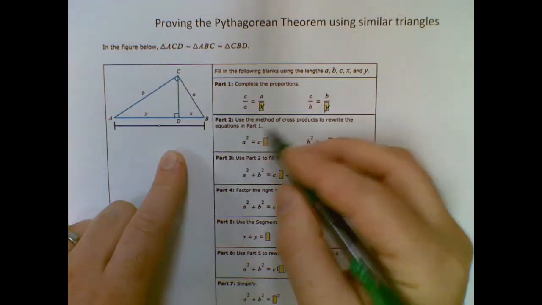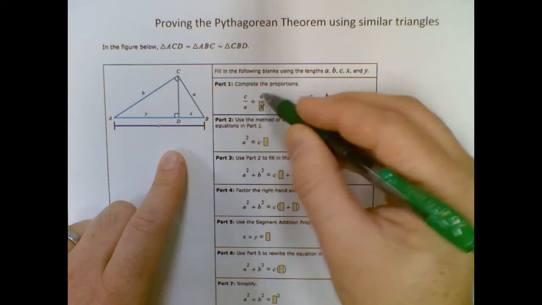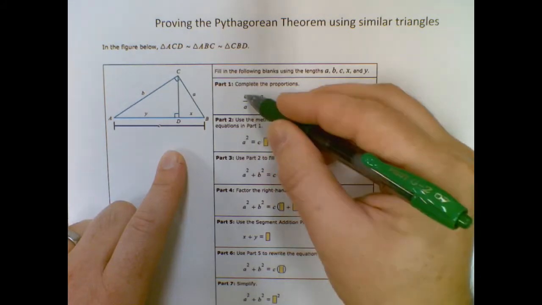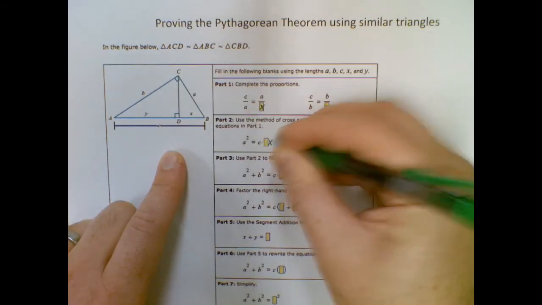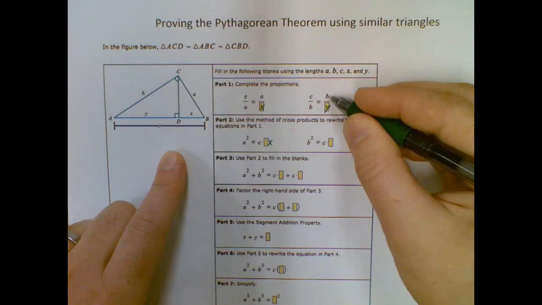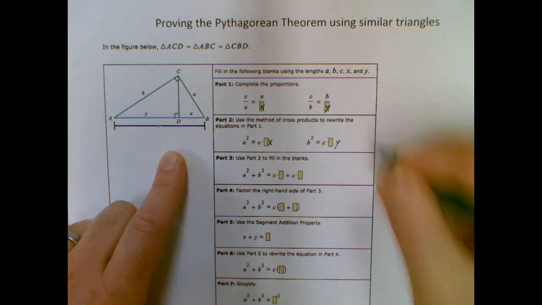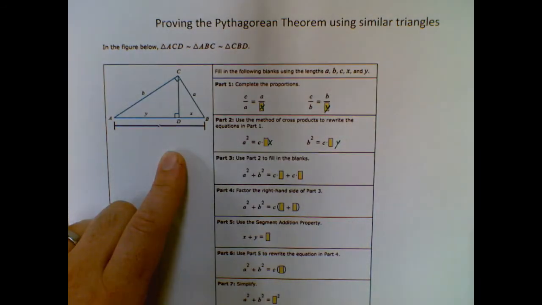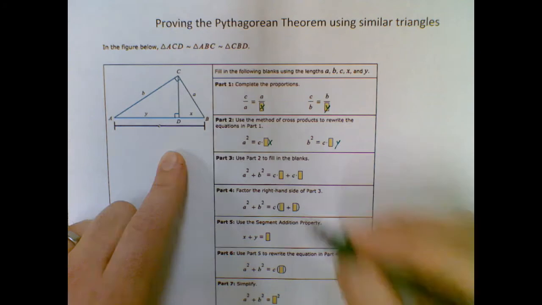So we're going to find cross products here. Using this one, a times a is a squared, c times x. And b times b is b squared, and c times y. Alrighty, so we're just going to keep working along here.